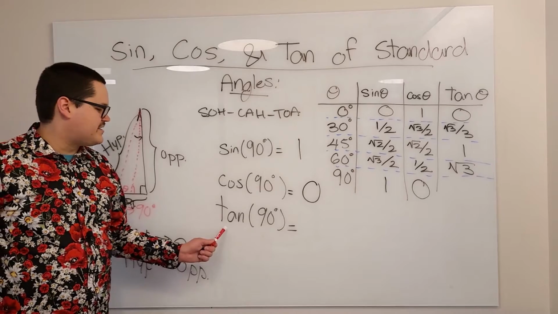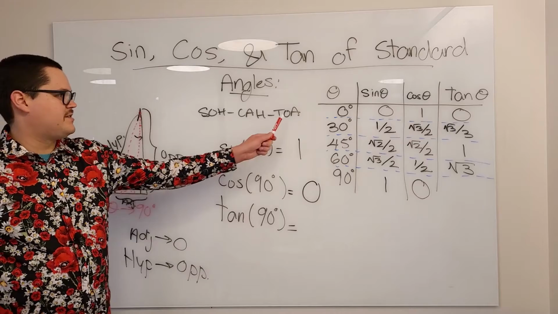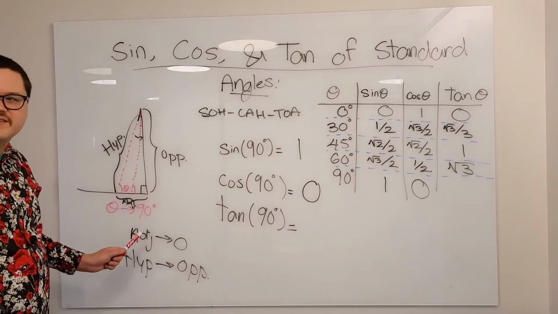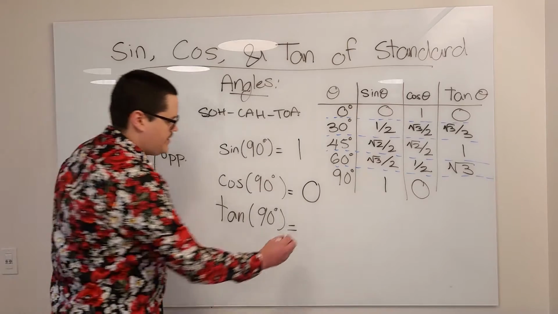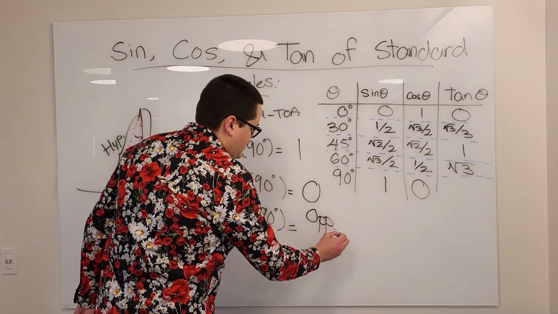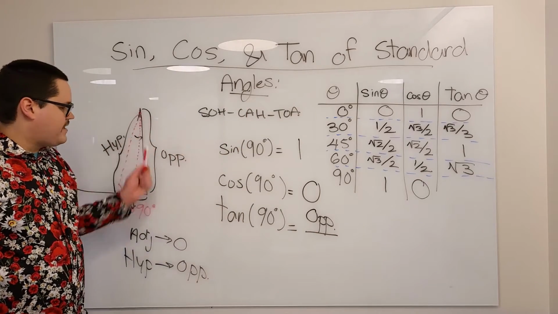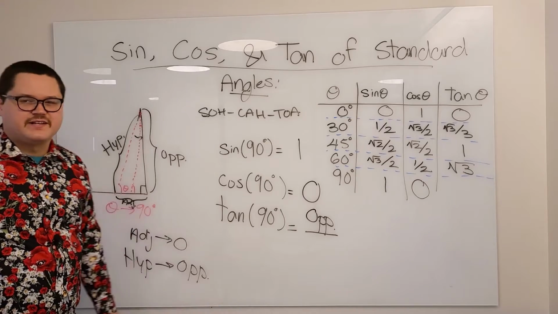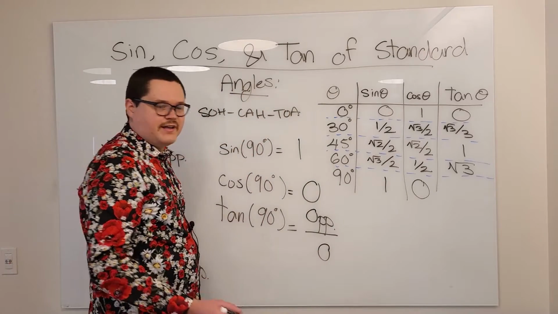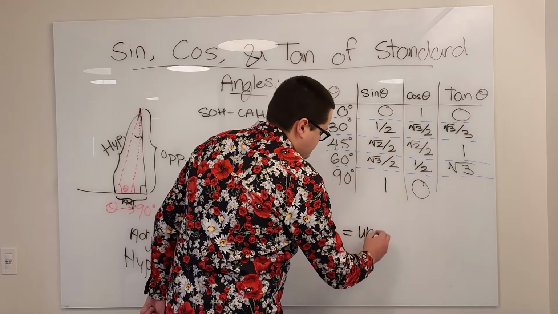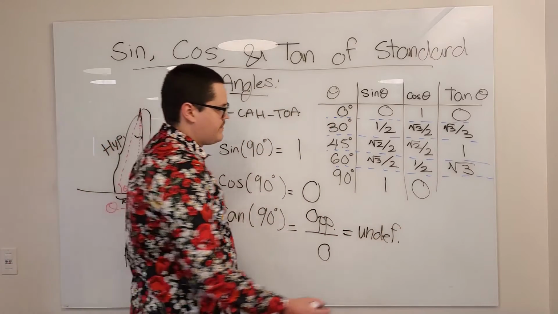Finally, tangent of 90. Oh boy. Tangent of 90 is TOA. Opposite over adjacent. Okay, remember the opposite is that fixed length, the height of the wall. But the adjacent is approaching 0. So we're dividing the opposite by 0 essentially. That's an uh-oh. That's undefined. Okay, so we'll just write undefined in our table.